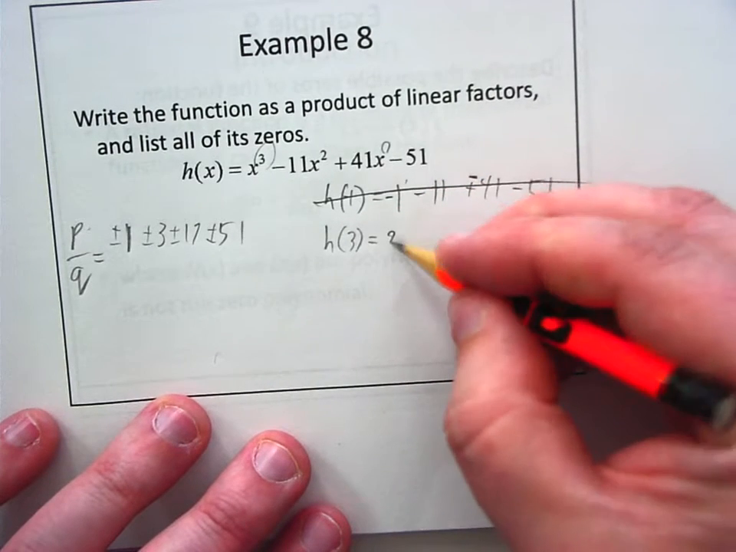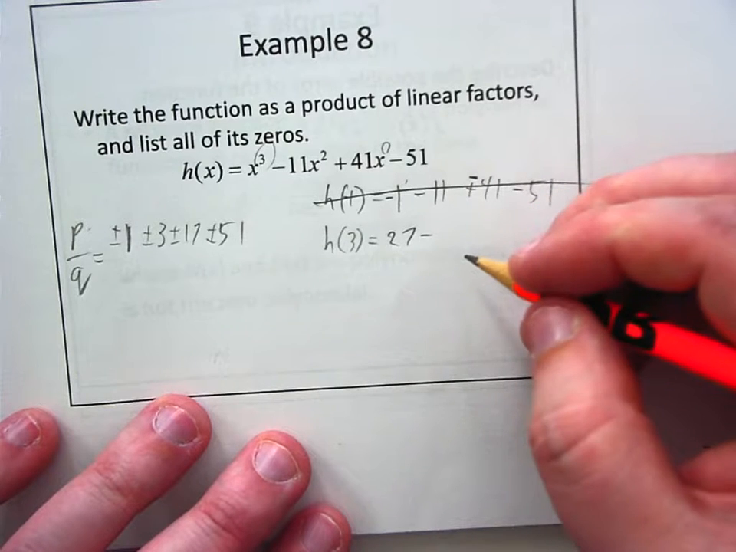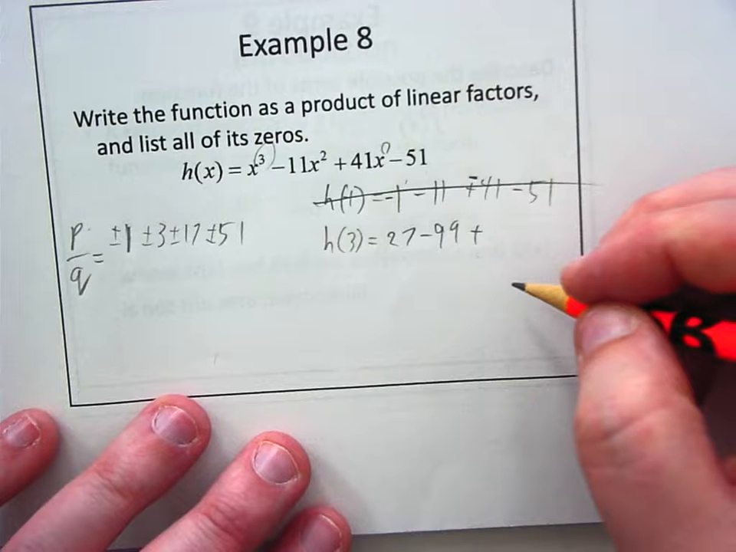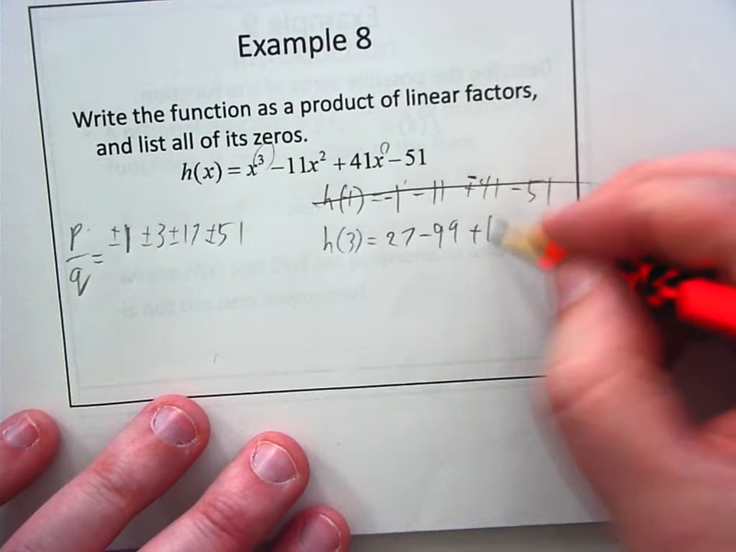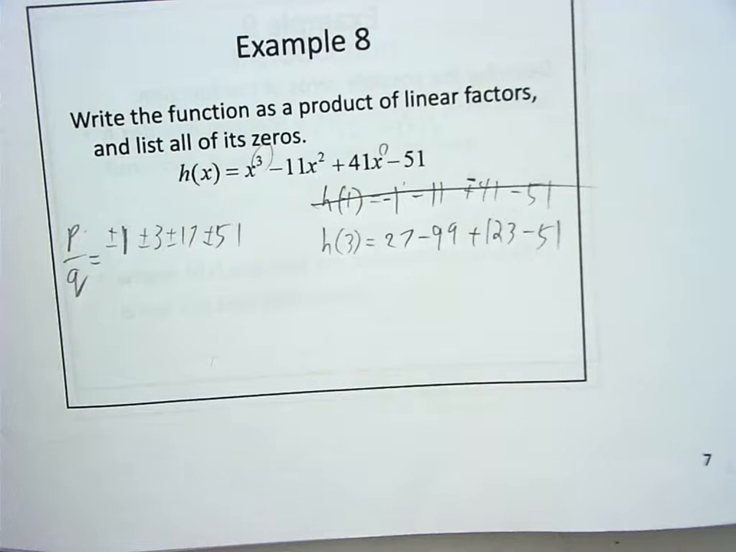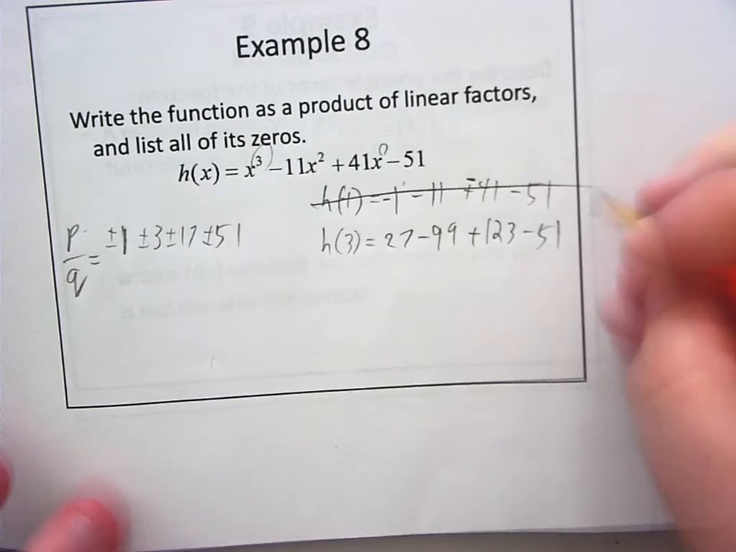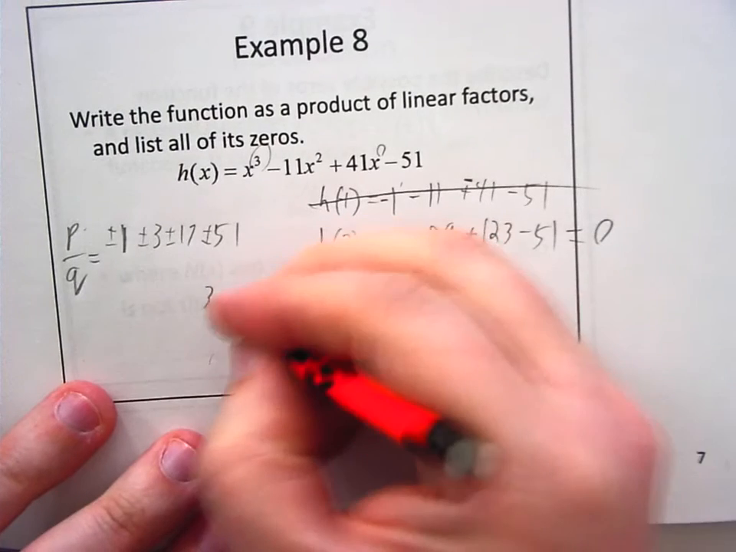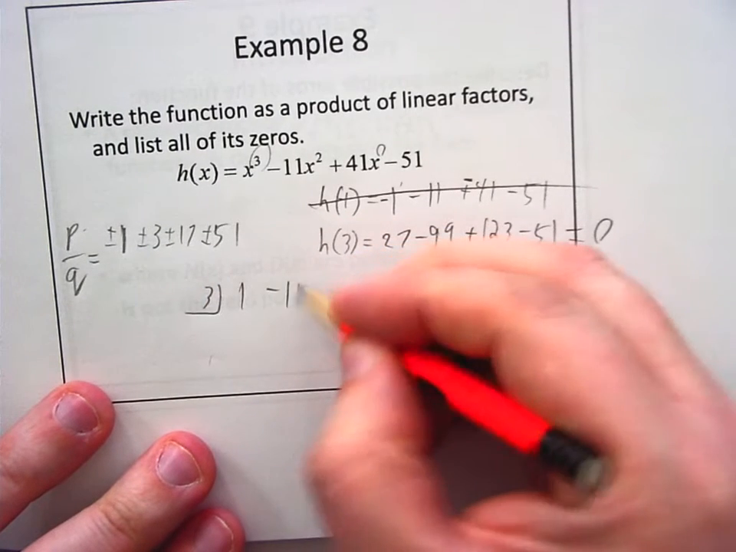If I plug in 3, that's 27 minus 99 plus 123, minus 51. Well, let's see. I get 150 positive, right? What do I get negative? 150. Guess what? 3 works. Now what can I do? Synthetic division. 3 in the upper left, and then your coefficients.